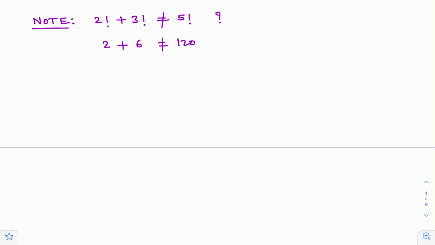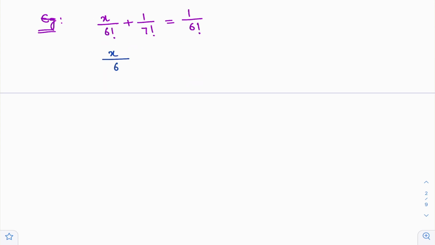Next, one question, we'll take one example. They given like this: x divided by 6 factorial plus 1 divided by 7 factorial equal to 1 divided by 6 factorial. Then what is x? I'll keep it like this: x over 6 factorial, plus 1 divided by 7 factorial is there, na?